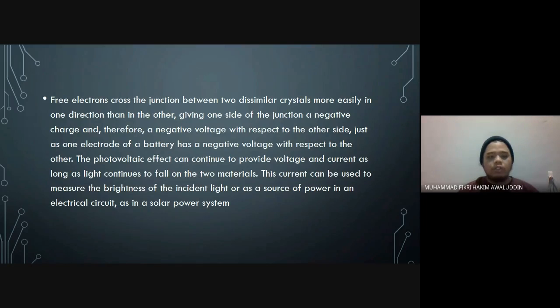The photovoltaic effect can continue to provide a voltage and current as long as the light continues to fall on the two materials. This current can be used to measure the brightness of the incident light or as a source of power in an electrical circuit, as in solar system power.